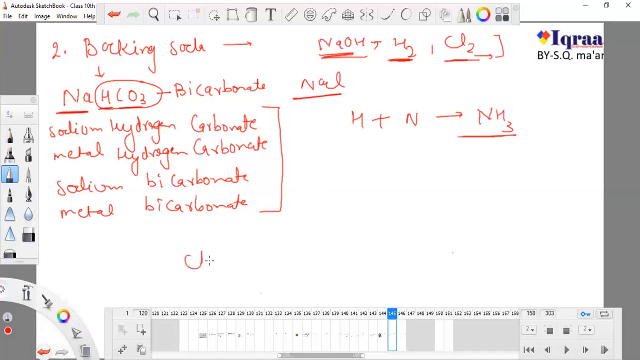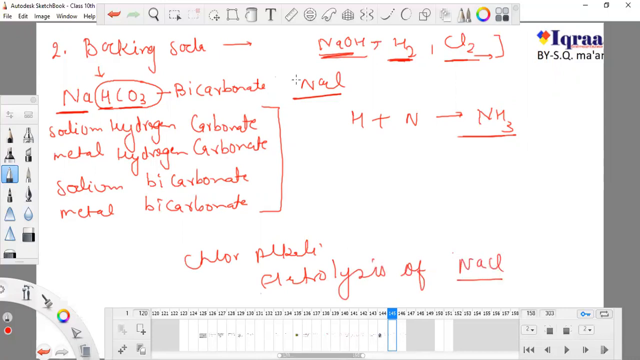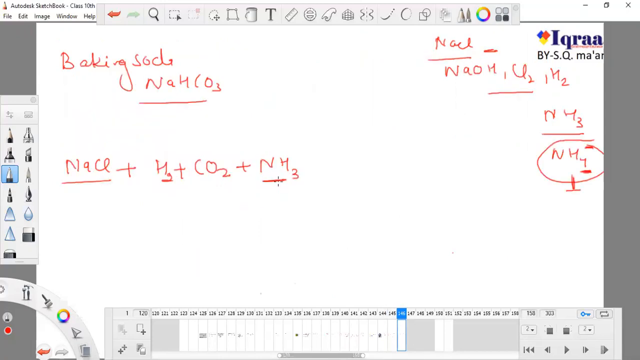The chloralkali process we studied yesterday, or the electrolysis of NaCl, are both the same process. So this hydrogen came from here. For NH3, I told you H plus N forms NH3. Definitely we need to balance this. So here we get two things. We get NH4Cl. This is ammonia, and this is sodium chloride, which doesn't need any introduction.